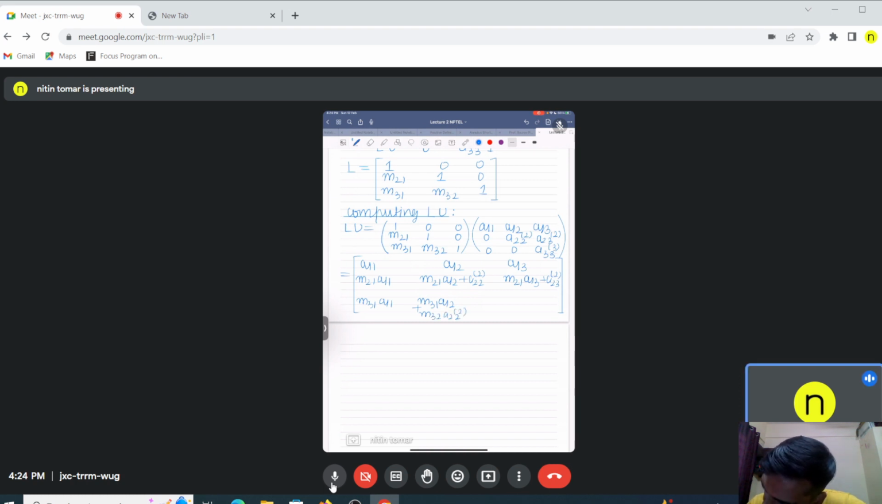And here we'll have some amazingly ugly expression: M31 A13 plus M32 A23, and plus something A33 also. Okay. Now remember, what was M21? M21 was A21 divided by A11.